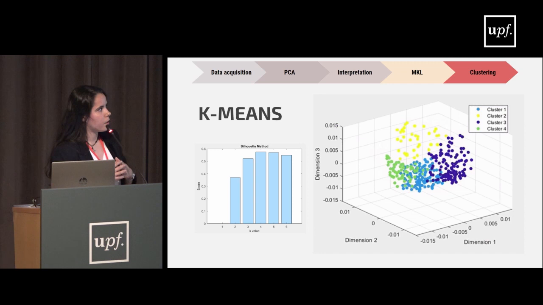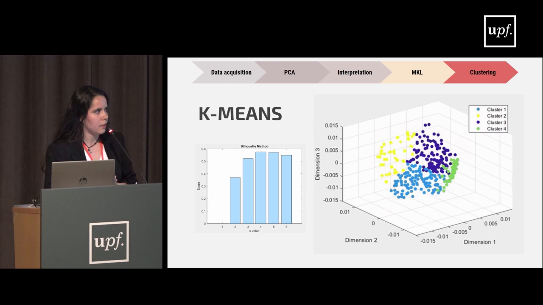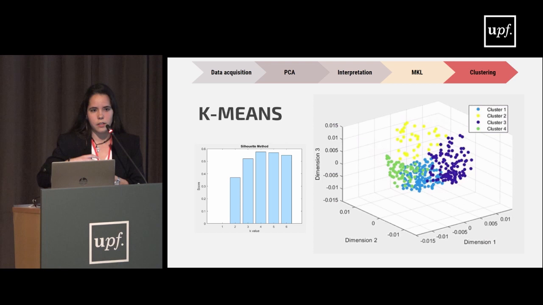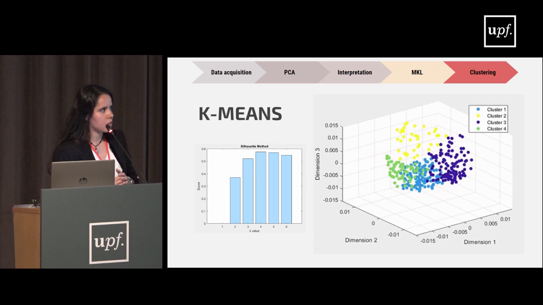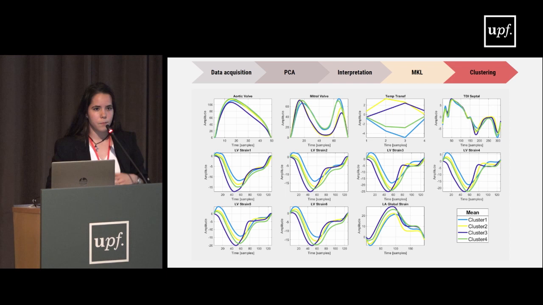However, we use k-means clustering to observe the phenotypes that our data contain. And using silhouette methods, we compute the optimal number of clusters, which was 4. And from this, we apply k-means. And here you can see our clusters plotted in the output space. Finally, using these clusters, we compute the mean for each one of the clusters for every feature.